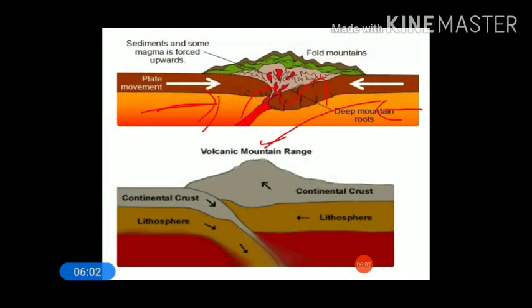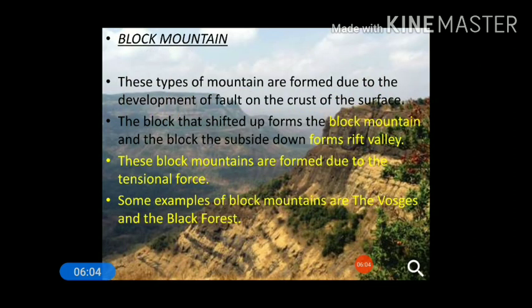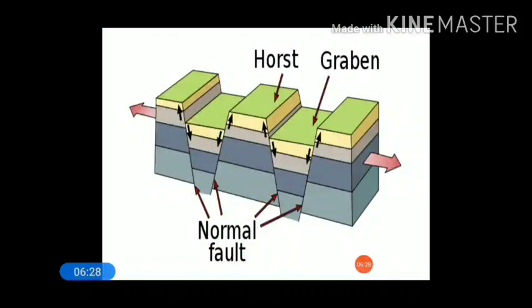Okay, now coming to the next, that is block mountain. Now what is a block mountain? How are these block mountains formed? This type of mountain is formed due to the development of a fault on the crust of the surface, or on the surface of the earth. Let me show you how it is formed. You can see in this image.